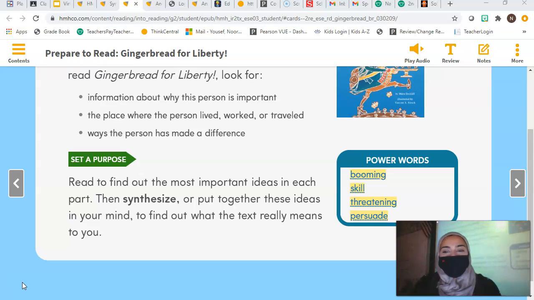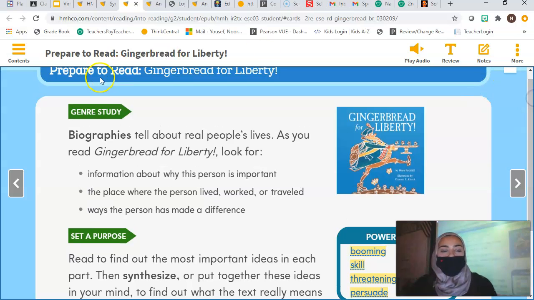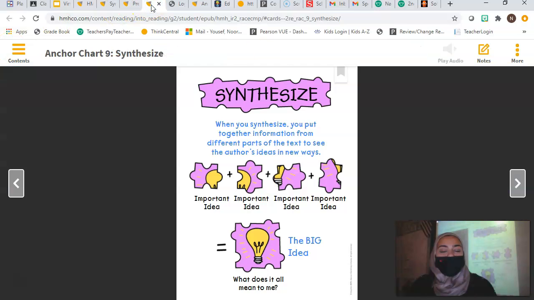So we are mainly focusing on synthesizing. We're going to read the story today, Gingerbread for Liberty. Before we read the story, we are going to talk about synthesize. So who can raise their hand and tell me, what does it mean to synthesize? Crickets. Nobody. When I am talking and you have something to say, what do you do? Thank you. Raise your hand for permission to speak.